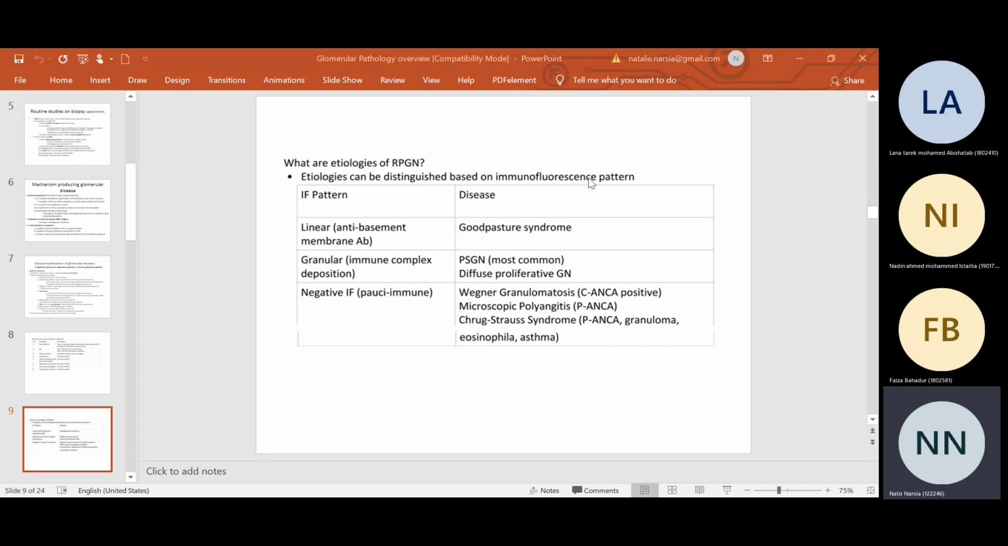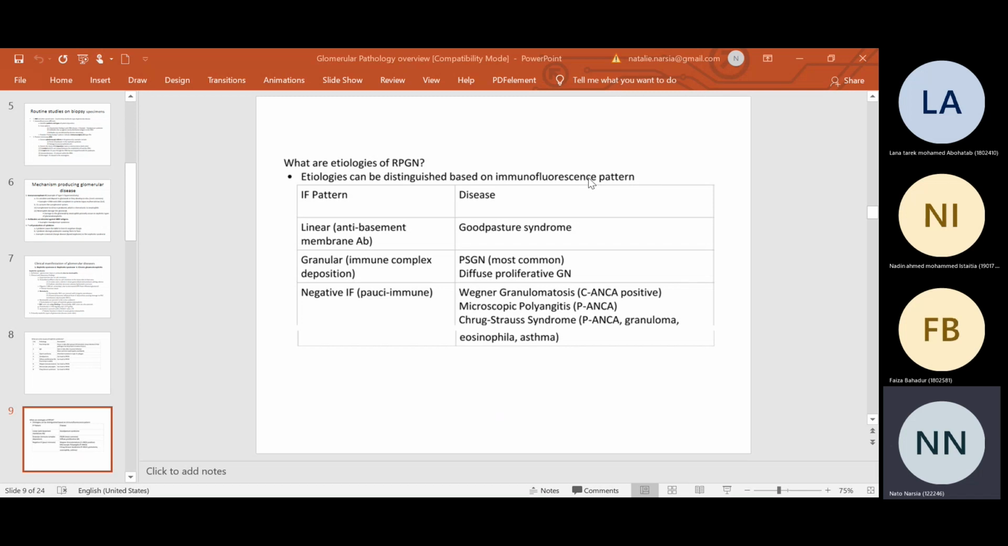You should know that in general we have 3 types, 3 patterns only: linear, granular, and negative. Linear means very prominent lines; you will see these lines highlighted. Immunofluorescence, you know what it is, right? You have seen the image. Linear means always, guys, that you have antibodies against the basement membrane. That's why it gives this linear pattern.